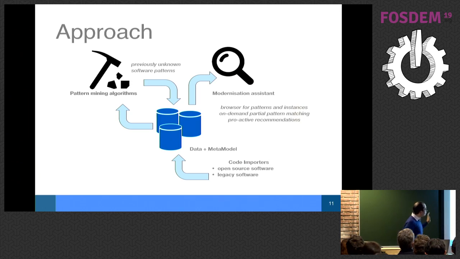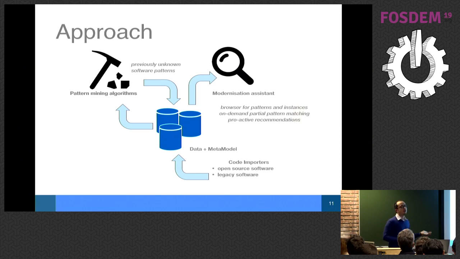So our approach is actually divided in three different steps. The first step is only to import the code, because our idea is that this assistant should be language parametric. So what we would like to do is to have a common framework that is able to work with different languages, not only COBOL, not only Java, not only Python, but to have a common framework.